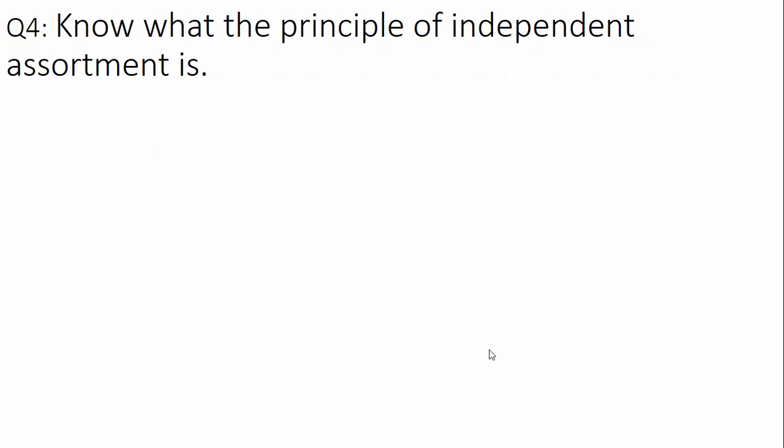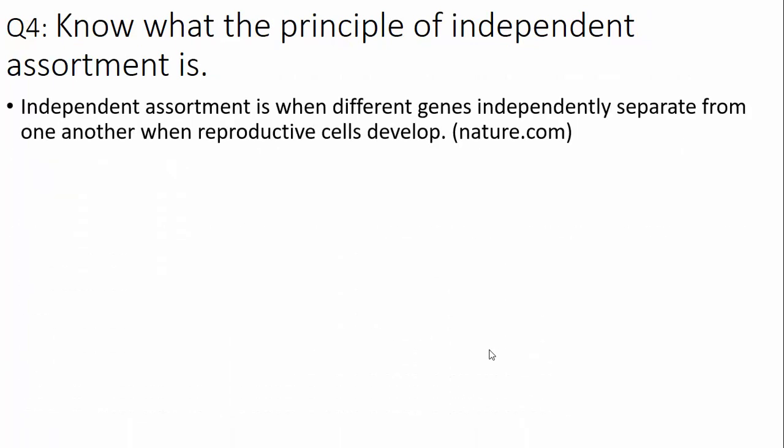All right, number 4, know what the principle of independent assortment is. Independent assortment is when different genes independently separate from one another when reproductive cells develop. I got that from nature.com. I thought it was a great simplified definition. So imagine we have this right here, which is for hair. And the other one, C, that we used is for height. And we just chose that. It could be any letters. I just chose H and C.